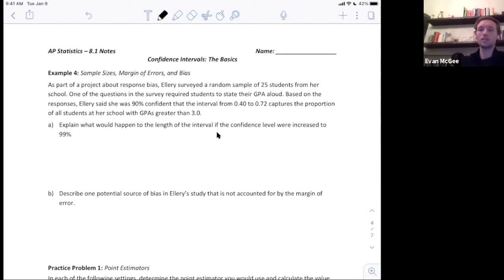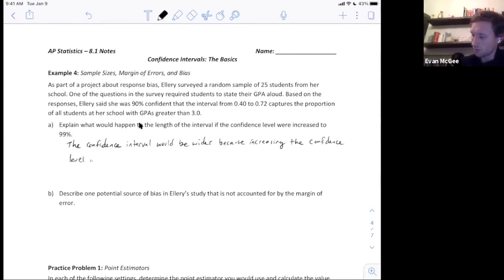Explain what would happen to the length of the interval if the confidence level were increased to 99. So if the confidence interval originally was 90%, and now she wants to go to a 99% confidence interval, that just means she's going to reach out an extra standard deviation. So the confidence interval would be wider. Again, the interval is wider because increasing the confidence level increases the margin of error.